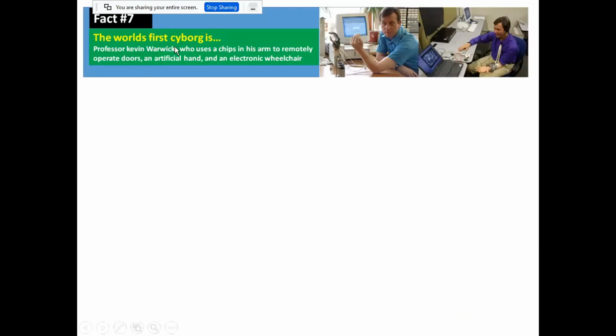The world's first cyborg is Professor Kevin Warwick, who uses a chip in his arm to remotely operate doors, an artificial hand, and an electronic wheelchair with the help of sensors. As you will see here, when he moves his fingers up and down, it also moves. This is the first cyborg.